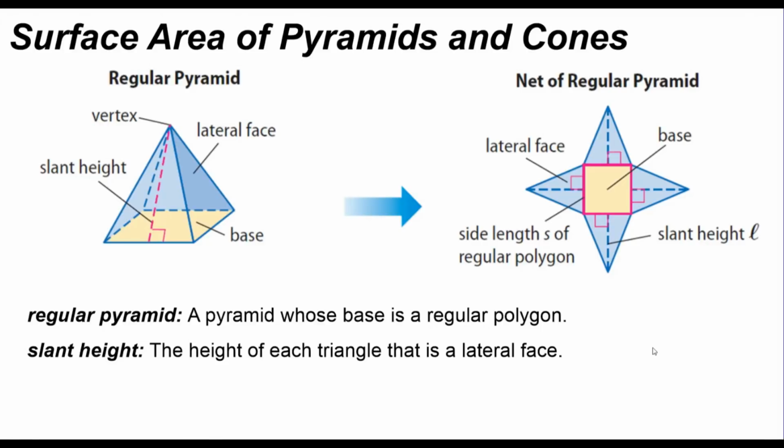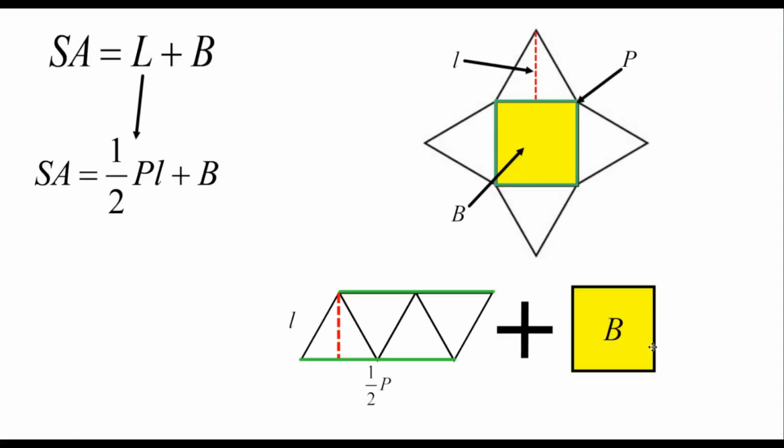So on pyramids and cones, we're going to have something called a slant height, and that's the height of each triangle that is a lateral face, not the height of the pyramid itself. So that's a little bit different measurement, and we need to know the slant height, not the height of the pyramid. How do we find the surface area of a pyramid?